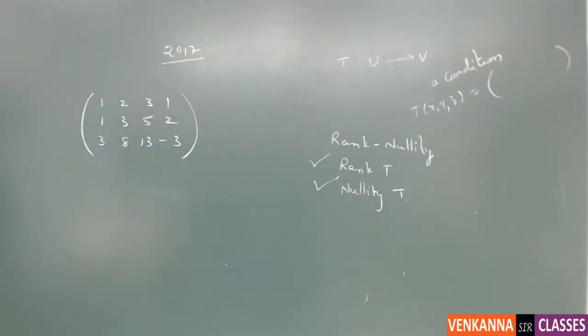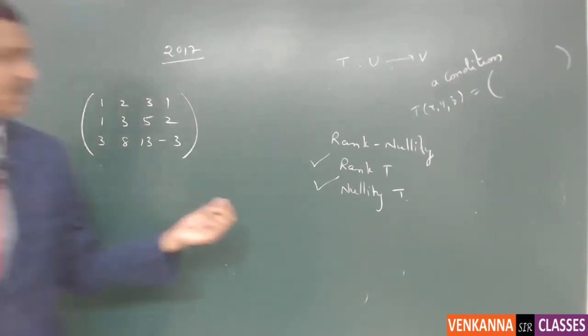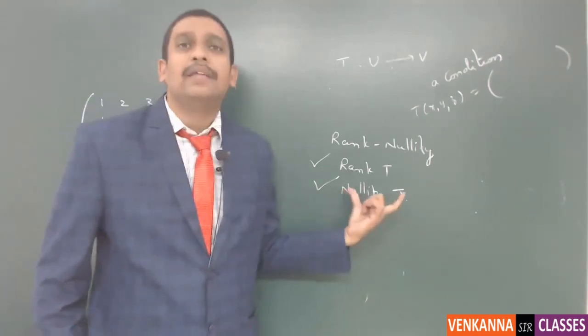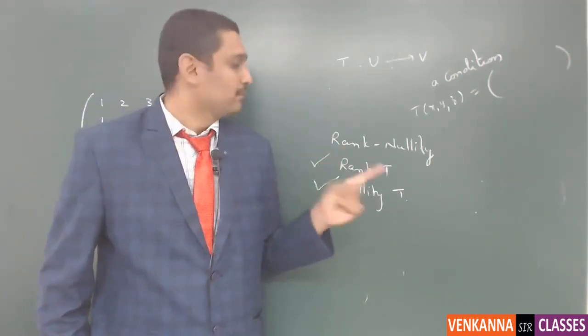Apart from giving the condition for T, the associated matrix of the transformation is given with respect to a basis. The basis is not known, let me say. Is the question clear to all? Okay. Now, let me discuss the nullity of the transformation.